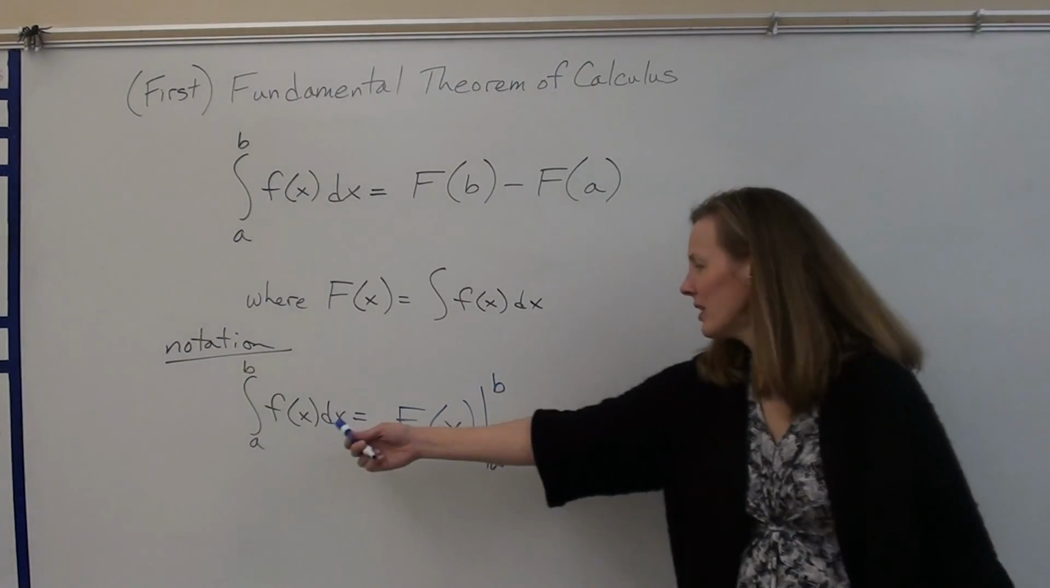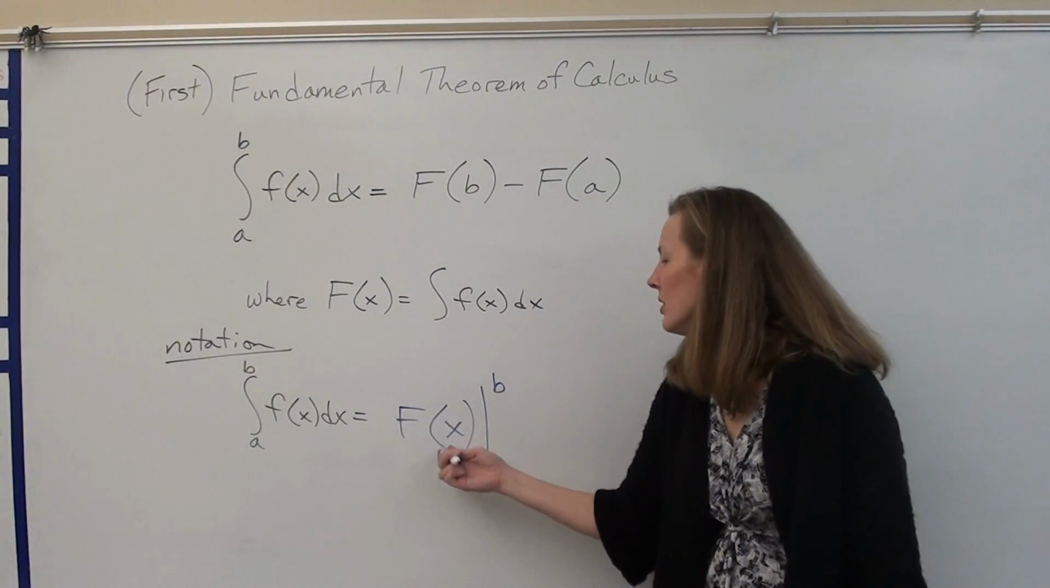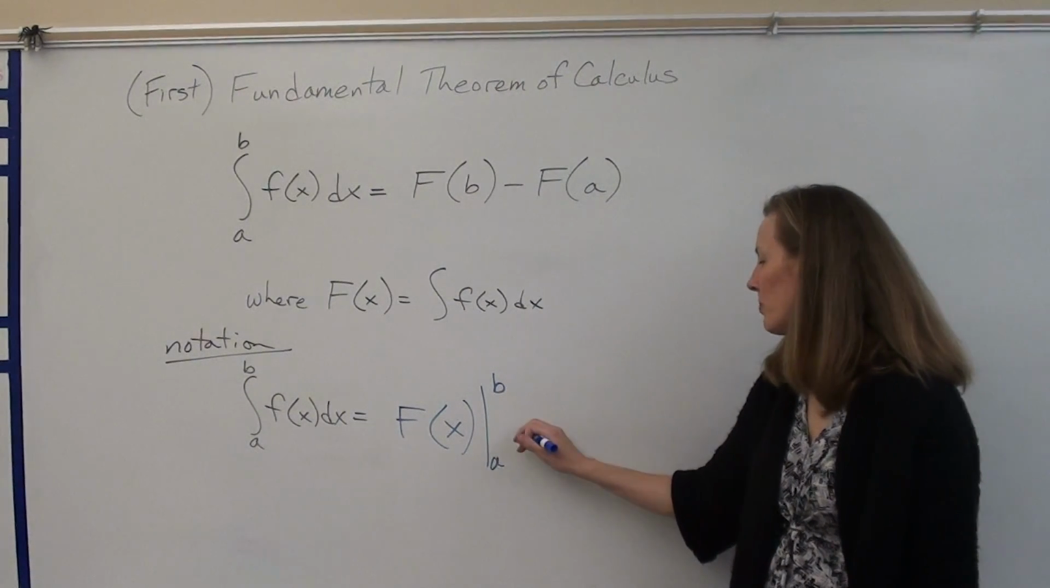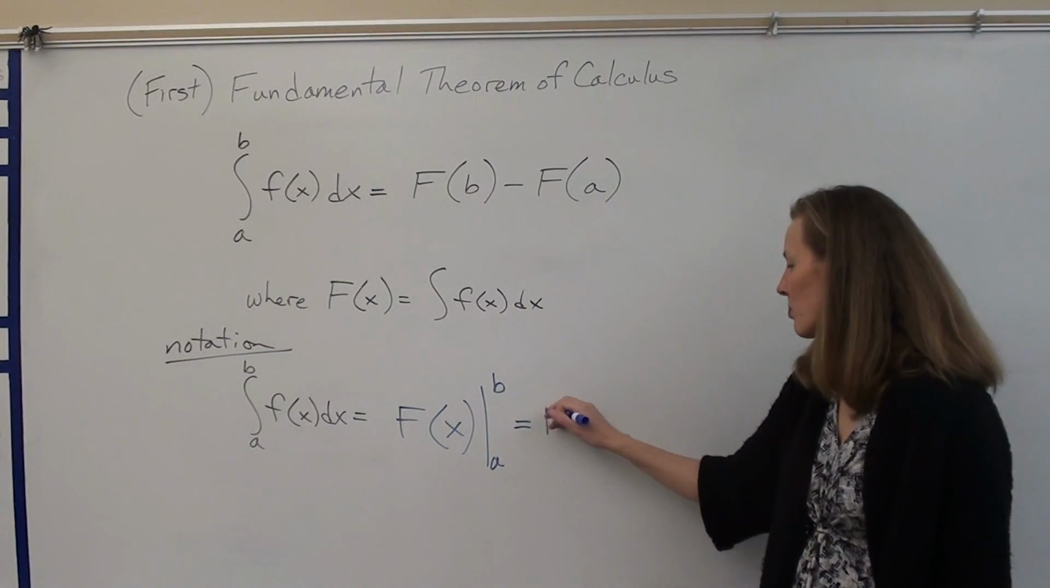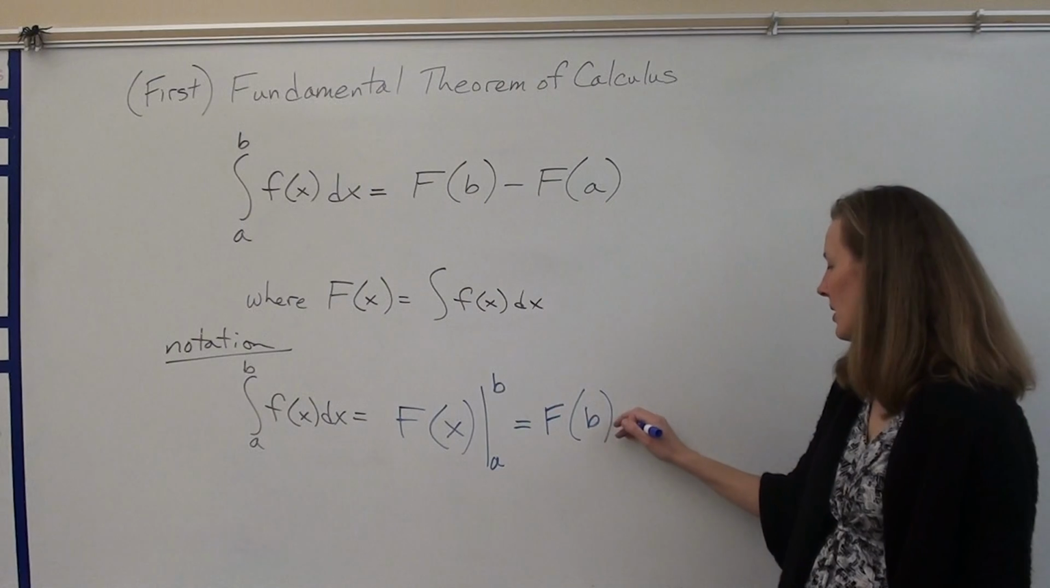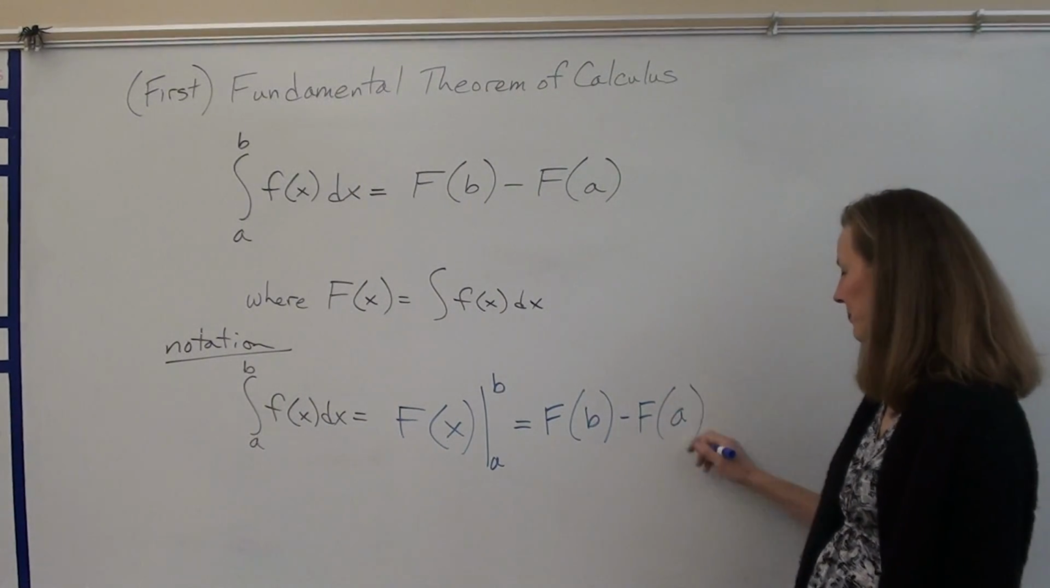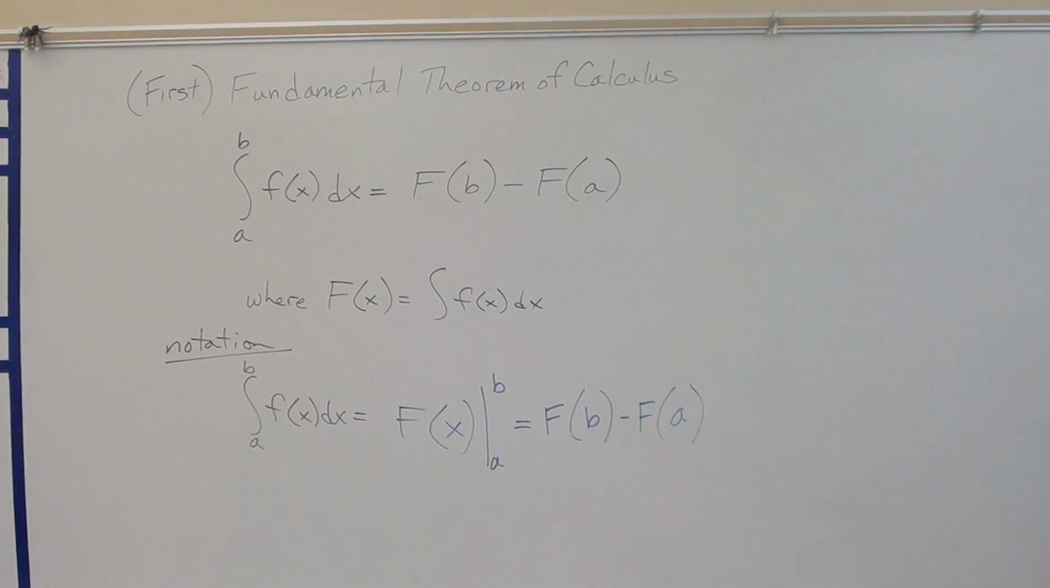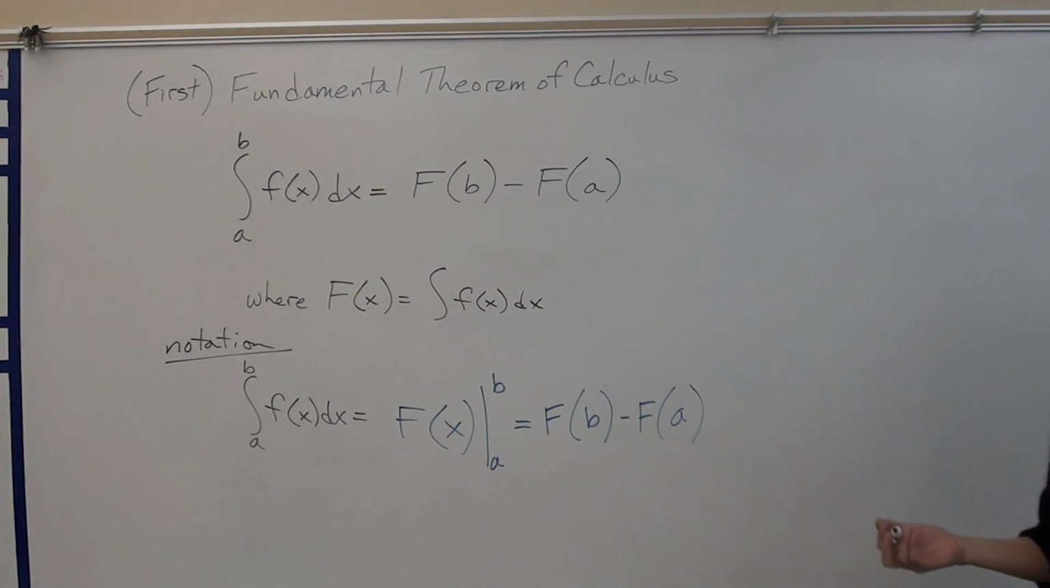So we have the integral, then we write the antiderivative with a vertical bar and the limits, and then we actually plug them in. So then you do big F of B minus big F of A. All right, so let's walk through an example. We're going to do a couple examples, and then I'm going to show you how this relates to area.